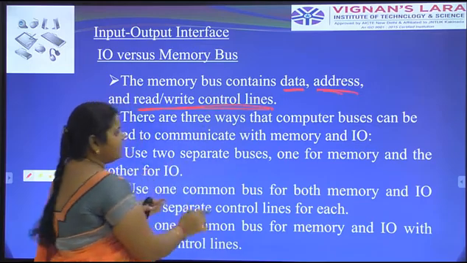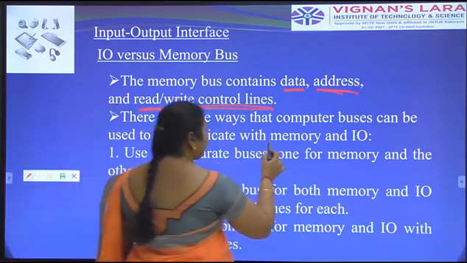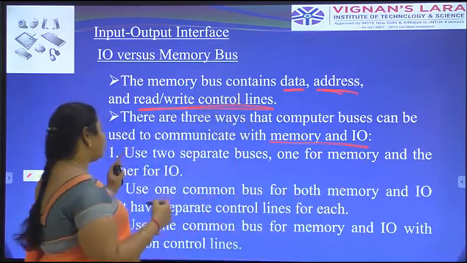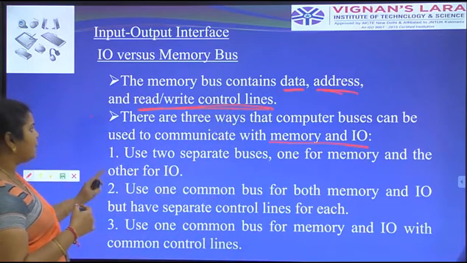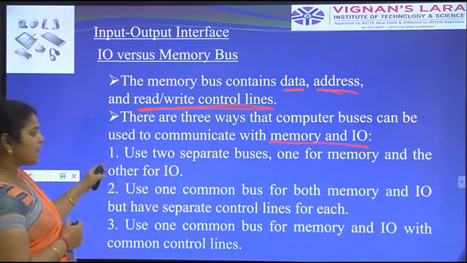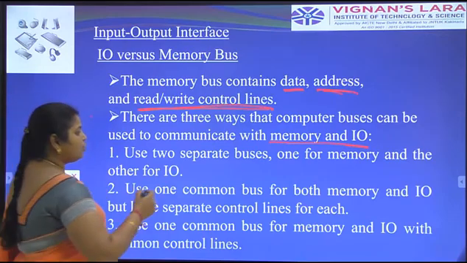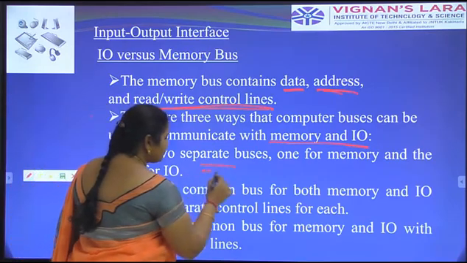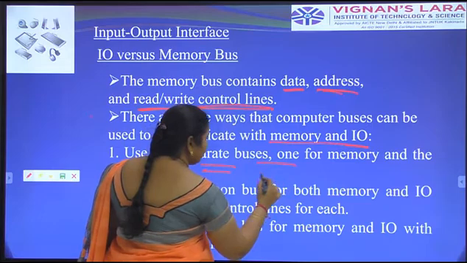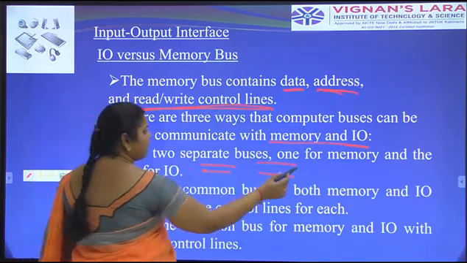Okay, there are three ways that a computer bus can be used to communicate with memory and IO. Here we have three ways that communication can happen from IO to memory or memory to IO. First, use two separate buses, one for memory and one for IO. Okay, we have to make two buses, one from memory and another one for IO.